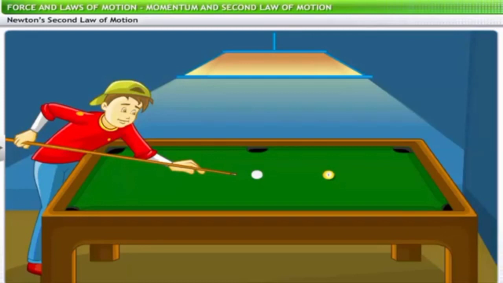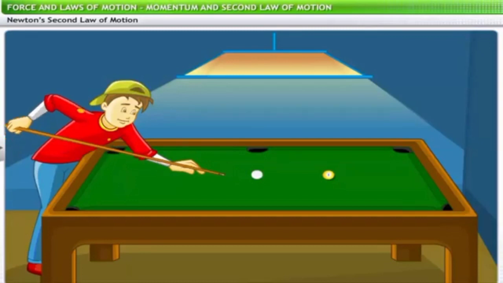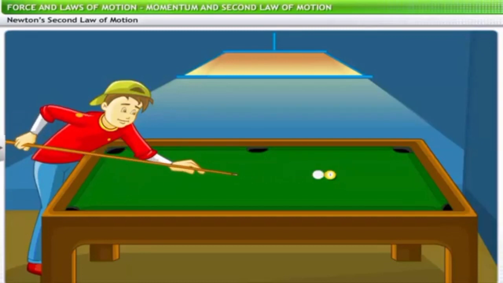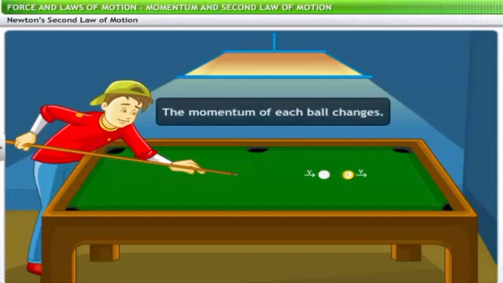Observe this billiard table. The yellow ball is at rest right now. However, when the cue ball hits the yellow ball, it is set into motion. After being hit, the cue ball moves with less velocity, while the yellow ball moves with more velocity. Thus, there is a change in velocity of both the balls, that is, a change in their momentum. Additionally, the direction of motion of the yellow ball is the same as the direction of motion of the cue ball.